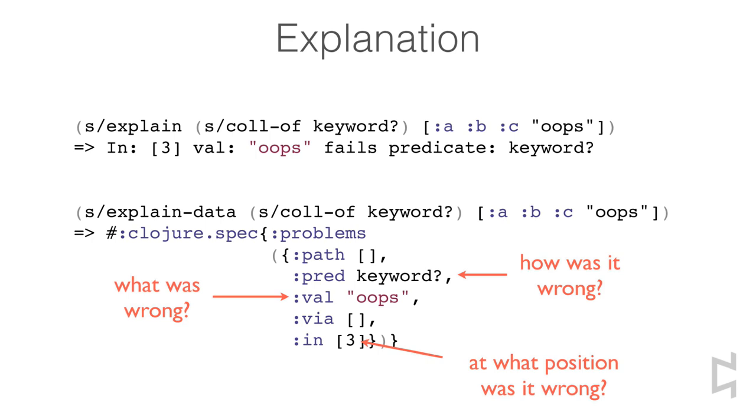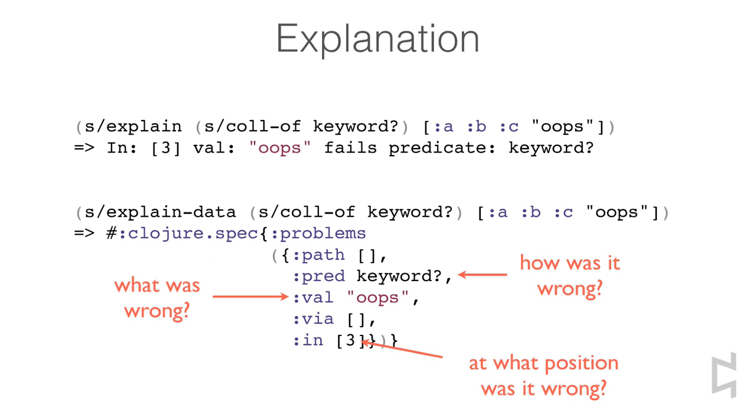That human string, that English string, I could care less about how that's formed. In fact, I think since we first shipped it, you can now rebind the function that makes that string. The underlying data is what matters to me. When you call explain, you get explain data, which is a map that says what path you were on, if you were inside of a bigger spec, how far you had gotten, what predicate failed (in this case, the keyword predicate), and what value caused it to fail.